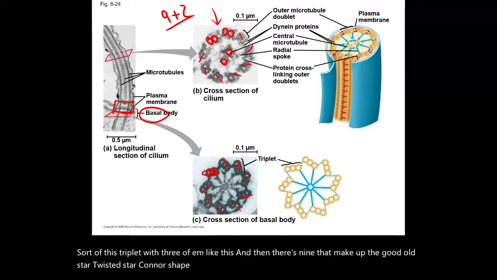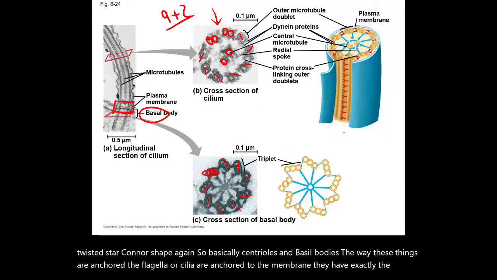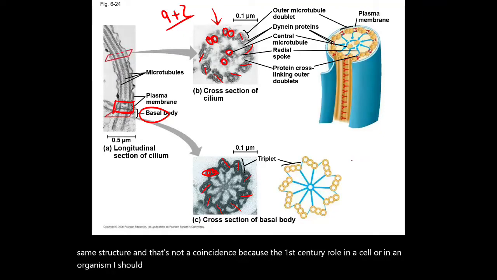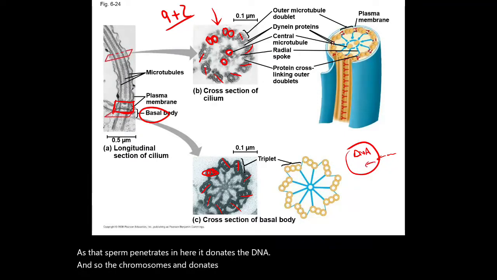So basically, centrioles and basal bodies, which anchor the flagella or cilia in the membrane, have exactly the same structure. And that's not a coincidence, because the first centriole in an organism's cells is the basal body from the sperm which fertilizes the egg. As that sperm penetrates the egg, it donates the DNA, the chromosomes, and it donates its basal body as the first centriole.